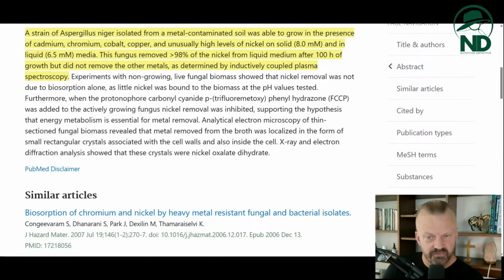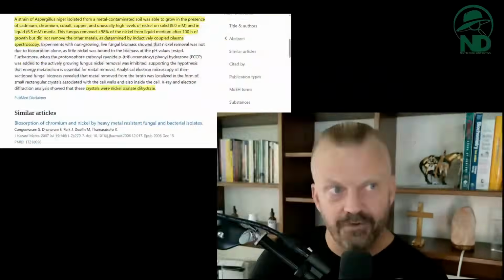Oh, and then the crystals. The crystals were nickel oxalate dihydrate. So some of you folks who really started to work on your oxalate intake may have felt better simply because you were making less nickel oxalate. And as we saw with oxalate folks, what did we see?